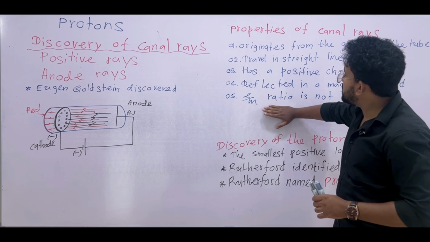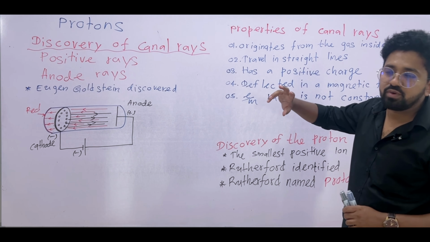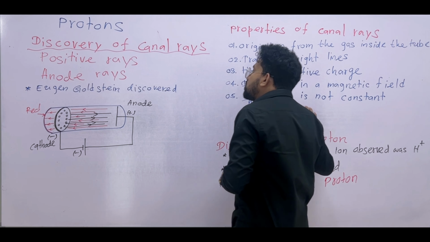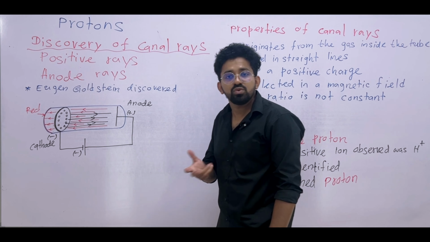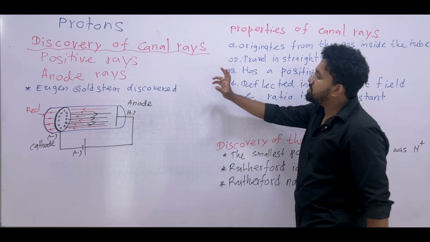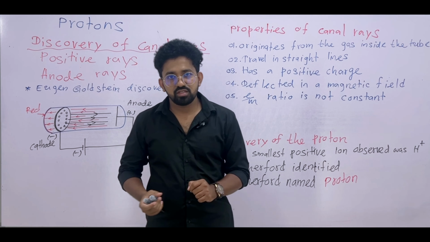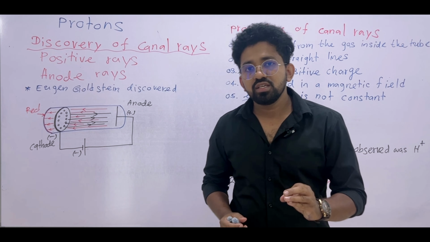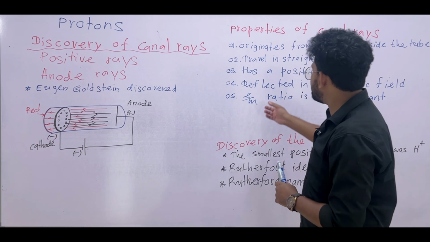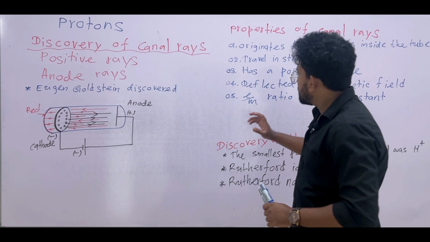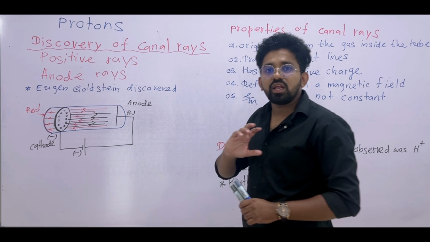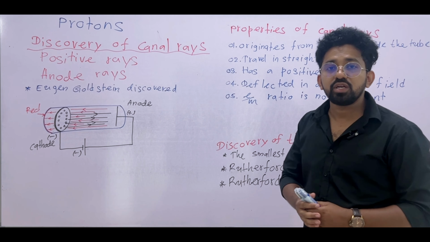And when it comes to the e over m value, the charge over mass ratio, it is not a constant value. It means when we change the gas inside the tube, the e over m value changes. To get an idea about this, we have to look at how these new type of rays are produced.